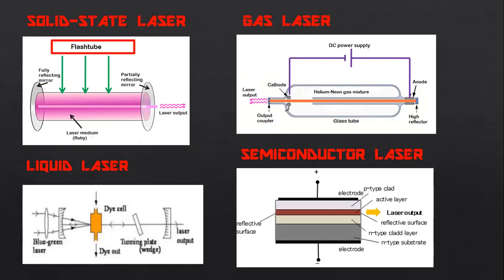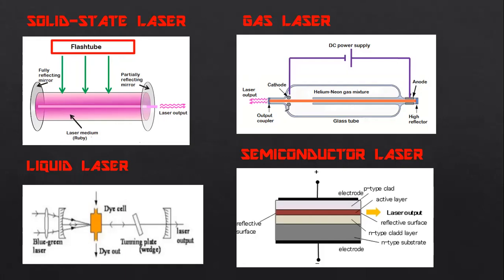Lastly, semiconductor laser. A semiconductor laser plays an important role in everyday life. These lasers are very cheap, compact in size, and consume low power. Semiconductor lasers are also called laser diodes. They're very different from solid state lasers. In solid state lasers, light energy is used as the pump source, whereas in semiconductor laser, electrical energy is used as a pump source.